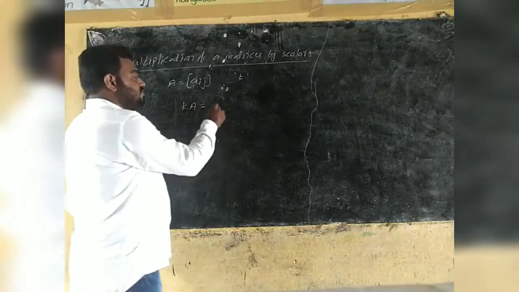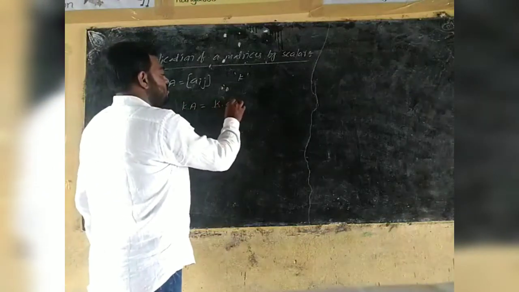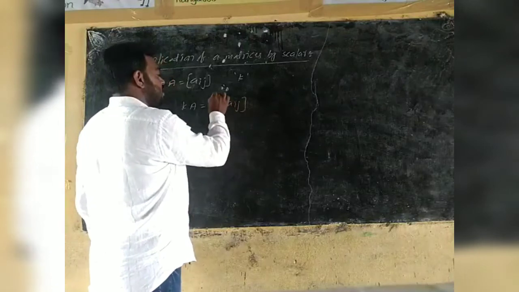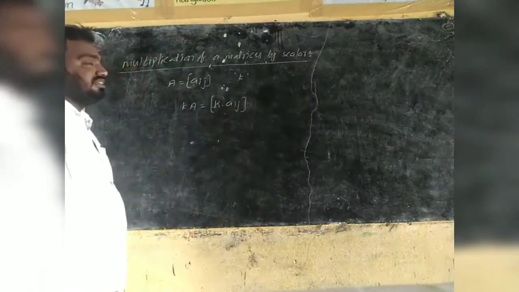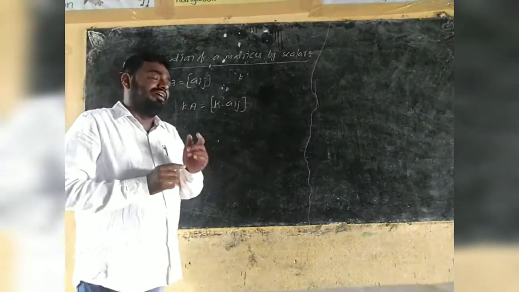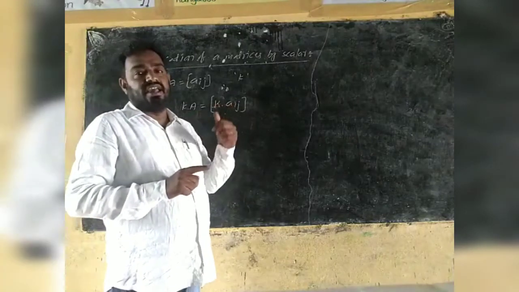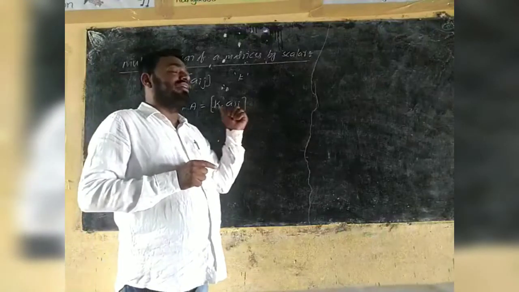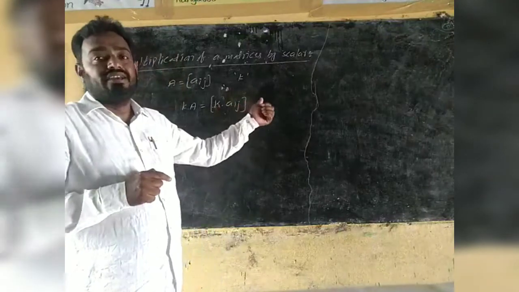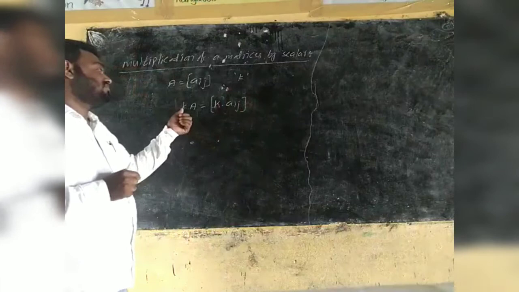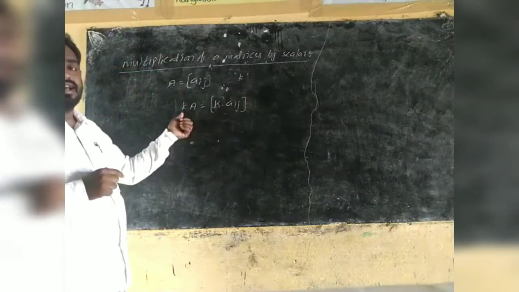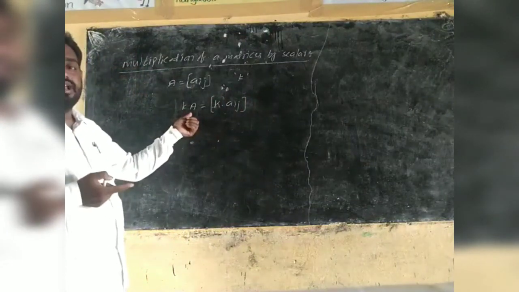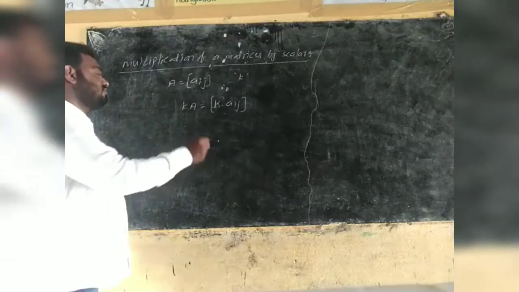kA equals k into Aij, the matrix k into Aij. That means every element in matrix A is multiplied by k. That gives the matrix kA. K is the scalar constant. A is the matrix A. You see one example.